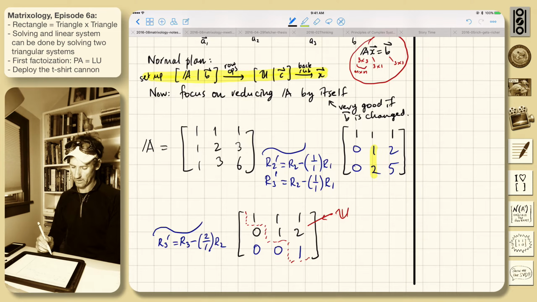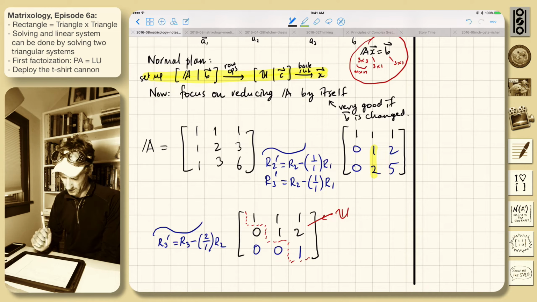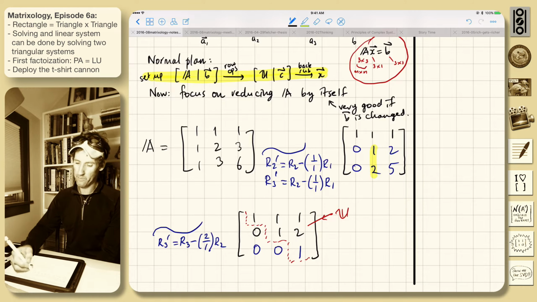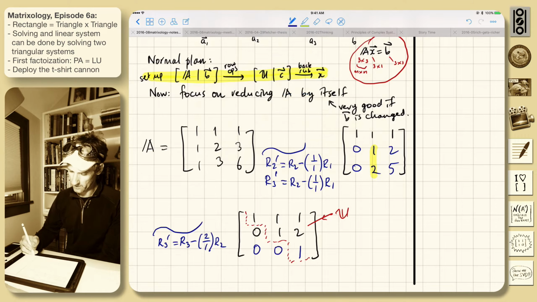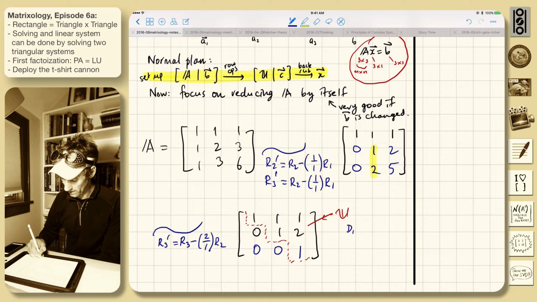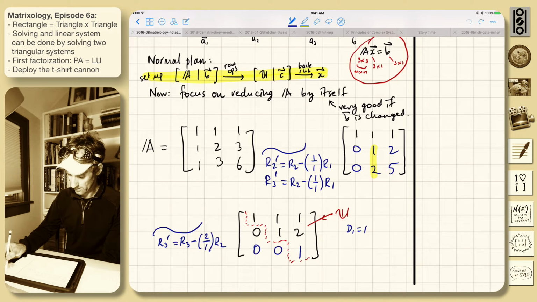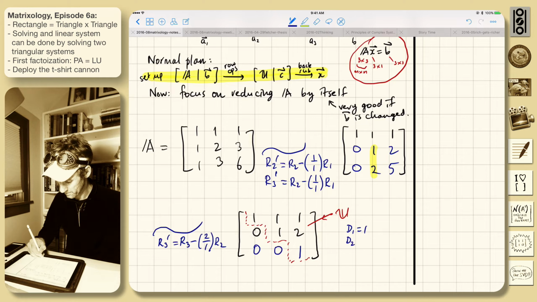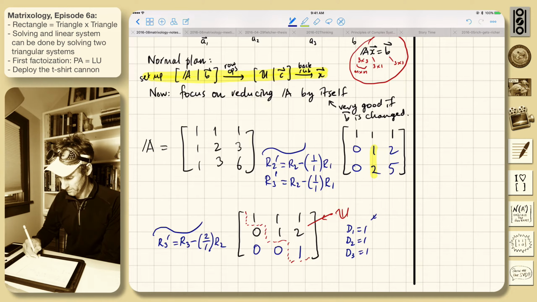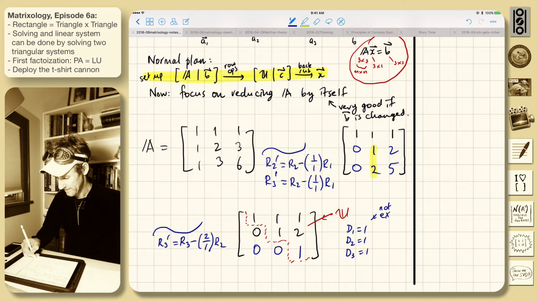Okay, all right, so this is good. We're done. The pivots are not particularly exciting for this one. We'll write them down. They are d1 equals 1, and so on. I'll give you one with better pivots. They're fine pivots, but not exciting.